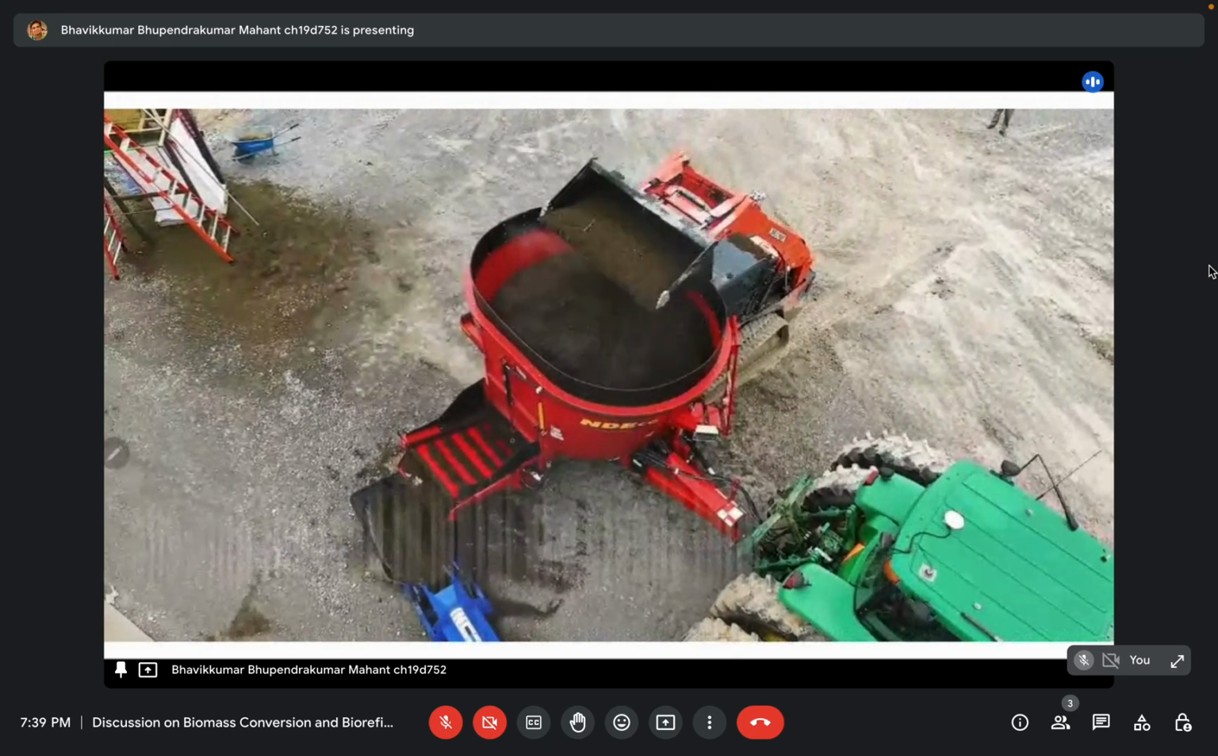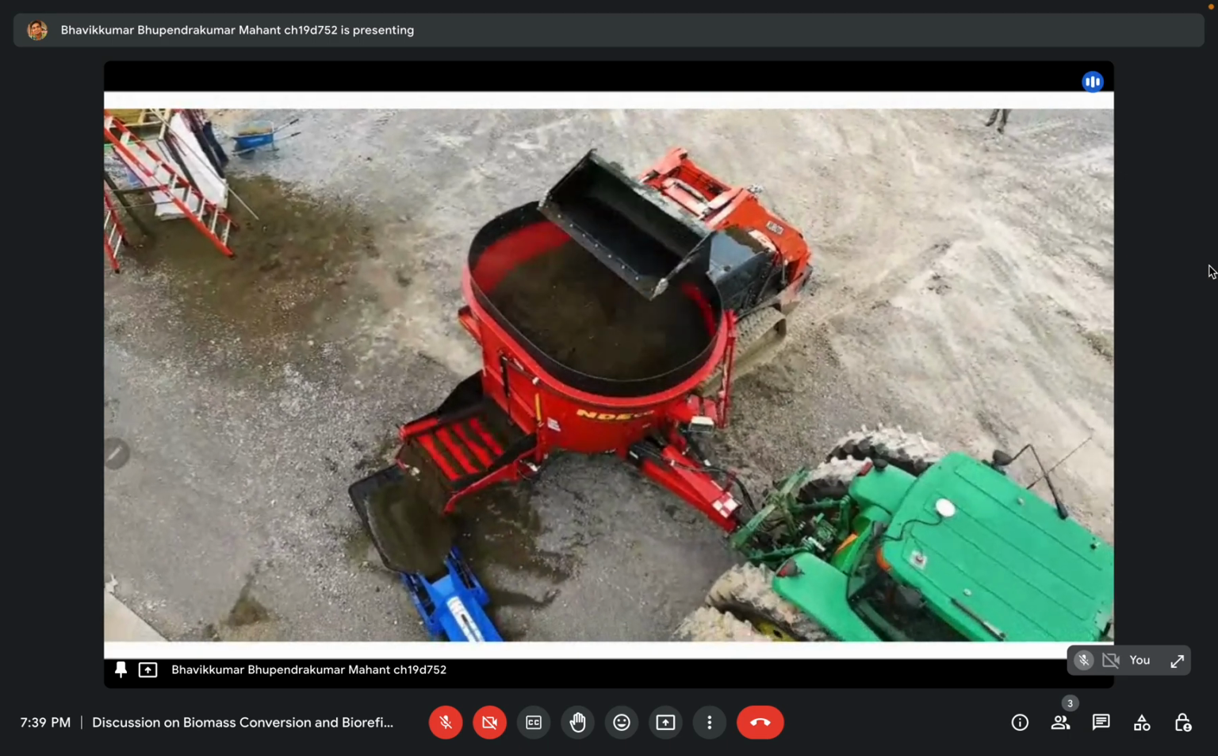Then all the wet biomass is, sorry, maybe I touched the screen. I don't have to touch.